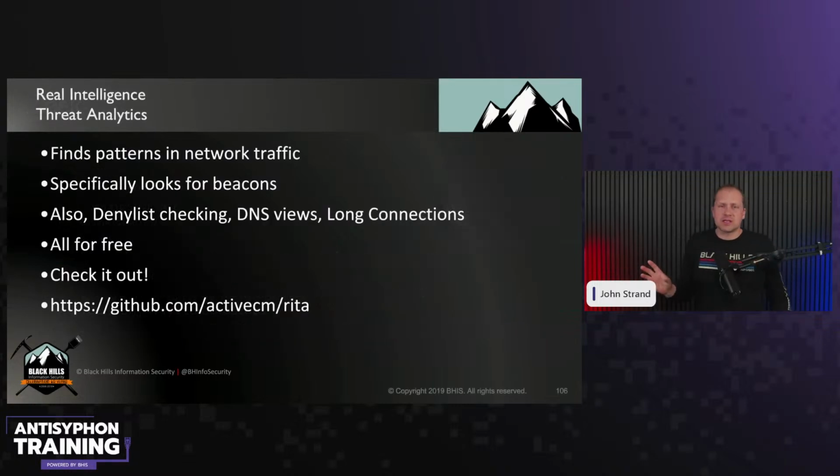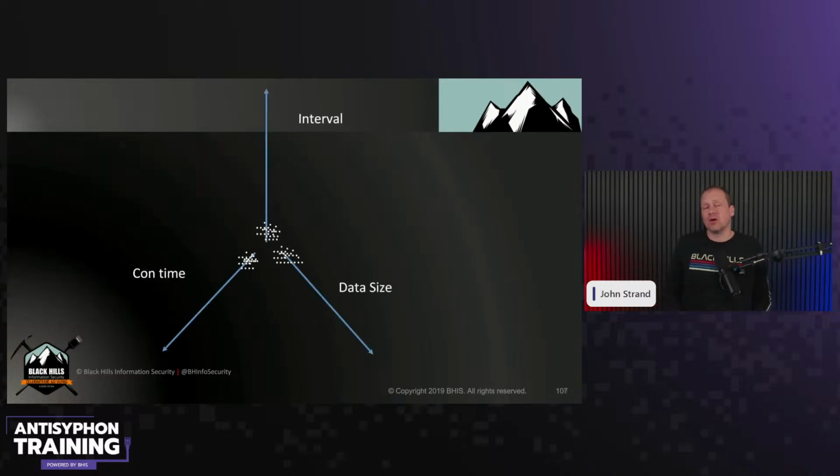So the heart of all the things that we're doing here is a tool called RITA, Real Intelligence Threat Analytics. What RITA does is it picks up Zeek logs and identifies non-human beaconing traffic. It'll alert you as to whether or not there's malicious or, more accurately, potentially malicious non-human beaconing traffic. But it also has the capability of doing blacklist checking, DNS views, and long connection analysis, and it is free for everybody to use everywhere all the time.